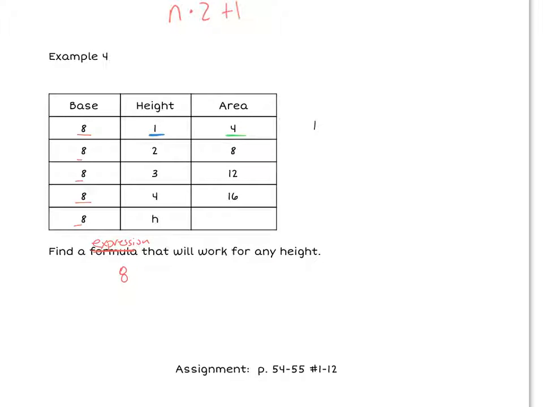So you've got 1 times 4 times 2. So you took your height times your area times 2. Let's try it on this next one here. So that would be a height of 2 times 8 times 2. Does that equal 8? No. So that one probably doesn't work. That's okay. But we can guess and check. Dividing and adding.